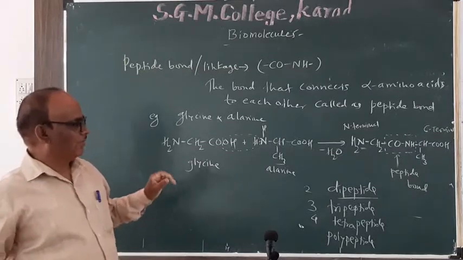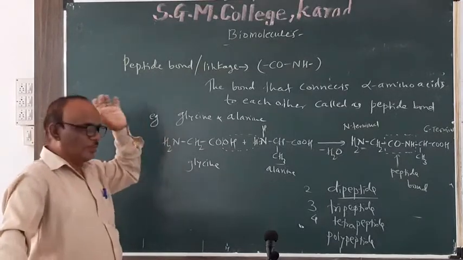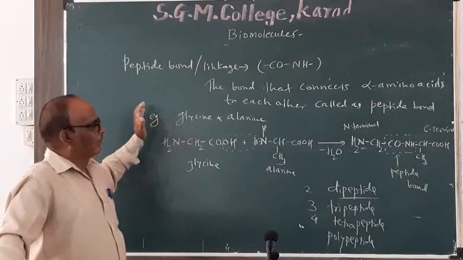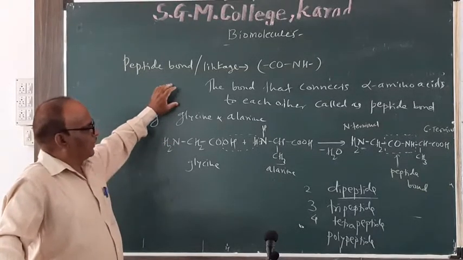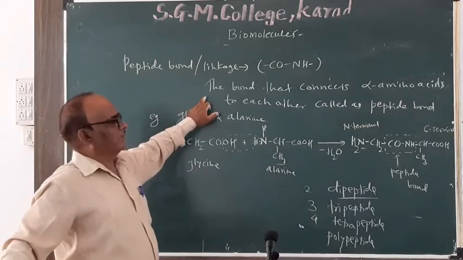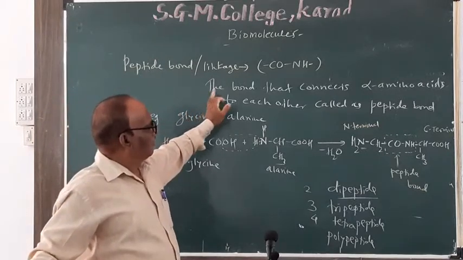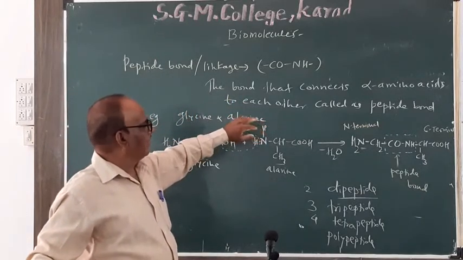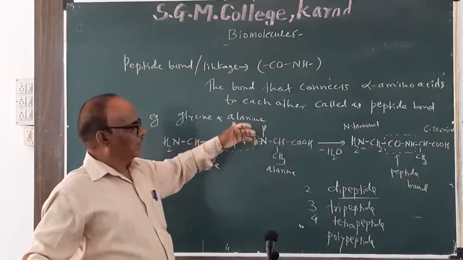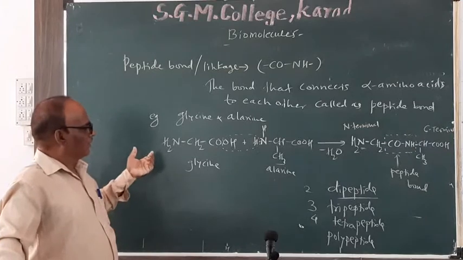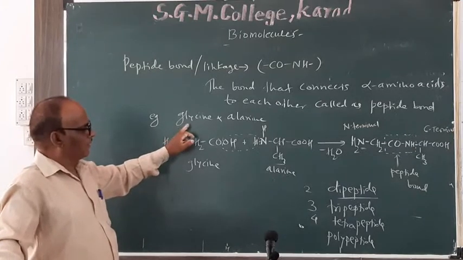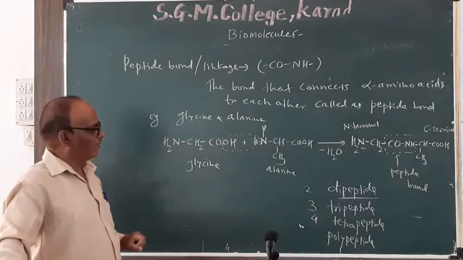So a question for the board exam will be asked for 2 marks on this point. What is a peptide bond and how is it formed? So for what is a peptide bond, you use the definition of peptide bond, that is, the bond that connects alpha amino acids to each other is called a peptide bond. Then how is it formed? Then you take the example of glycine and alanine. These are two alpha amino acids.